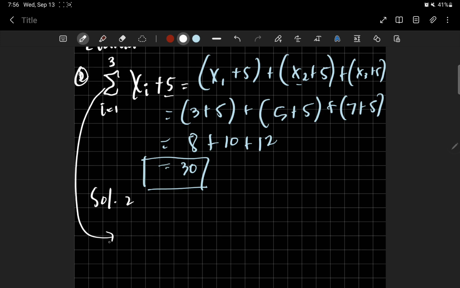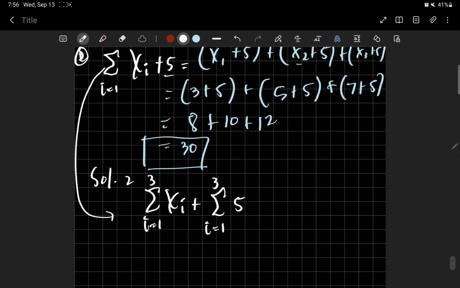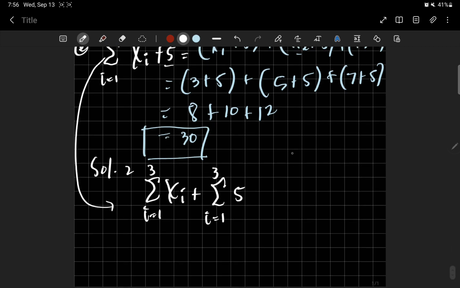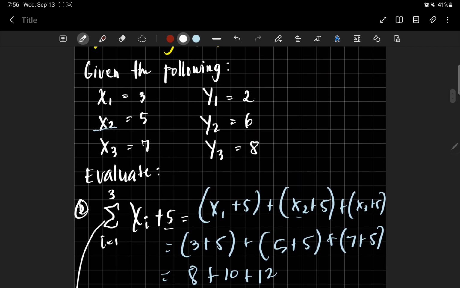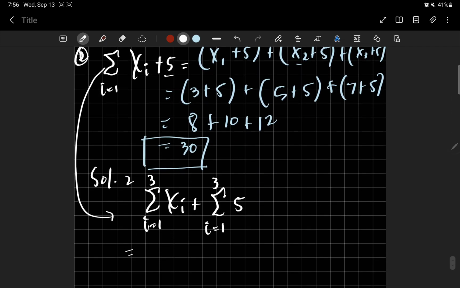So, kung i-expand natin ito, applying the rule number 1 and rule number 2, it will become the summation of x sub I from 1 to 3 plus the summation of 5 from 1 to 3. Okay? So, expanding this one, it will become the values of x sub 1, x sub 2, and x sub 3. So, that is x sub 1 plus x sub 2 plus x sub 3. Next, the summation of 5 from 1 to 3.